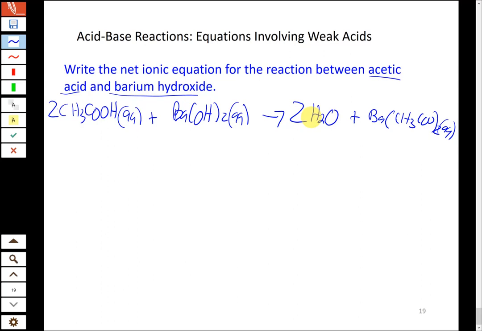So that's the total, the full molecular equation for this, which doesn't look that much different. It's just acid plus base makes water plus ionic compound. So whether it's a weak acid or strong base, that doesn't matter. But the net ionic equation is going to be a bit different.